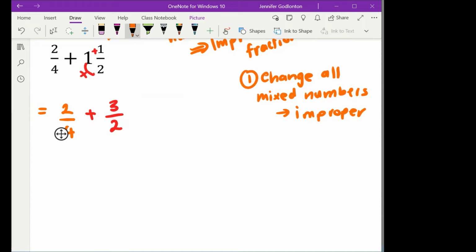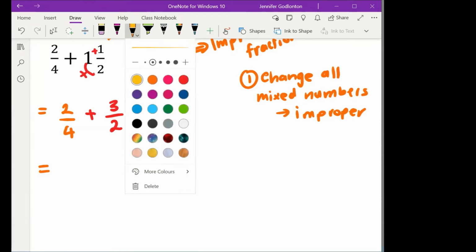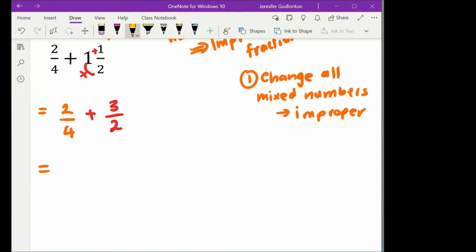Tafadzwa, please talk us through. What am I going to do? You have to make the denominators the same. Okay, and so what am I going to make them? I think you can multiply both of, you can multiply 4 by 2 and multiply 2 by 4.